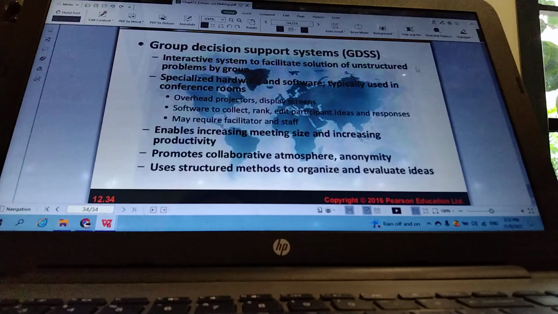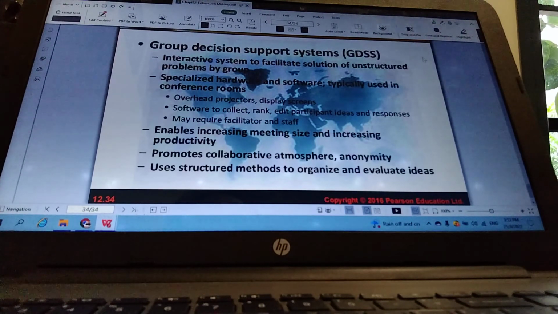In the last one or two slides, there is also a system known as the group decision support system, which has more capabilities and is quite similar to a decision support system. It is an interactive system to facilitate the solution of unstructured problems by a group, especially by top management or middle management.